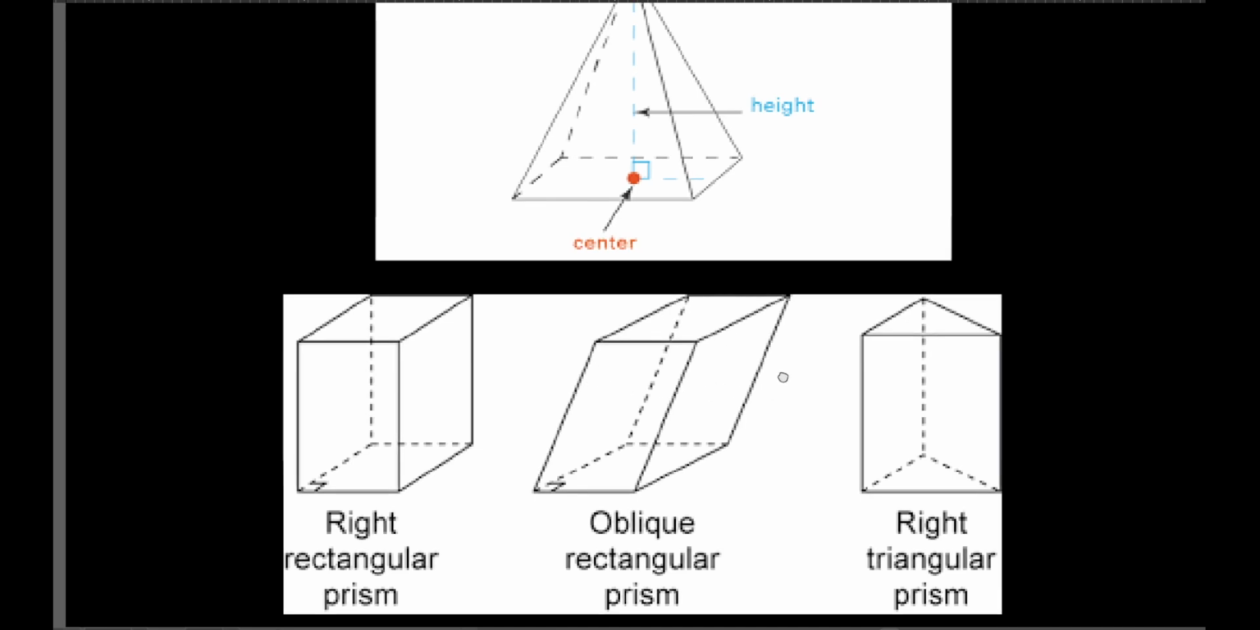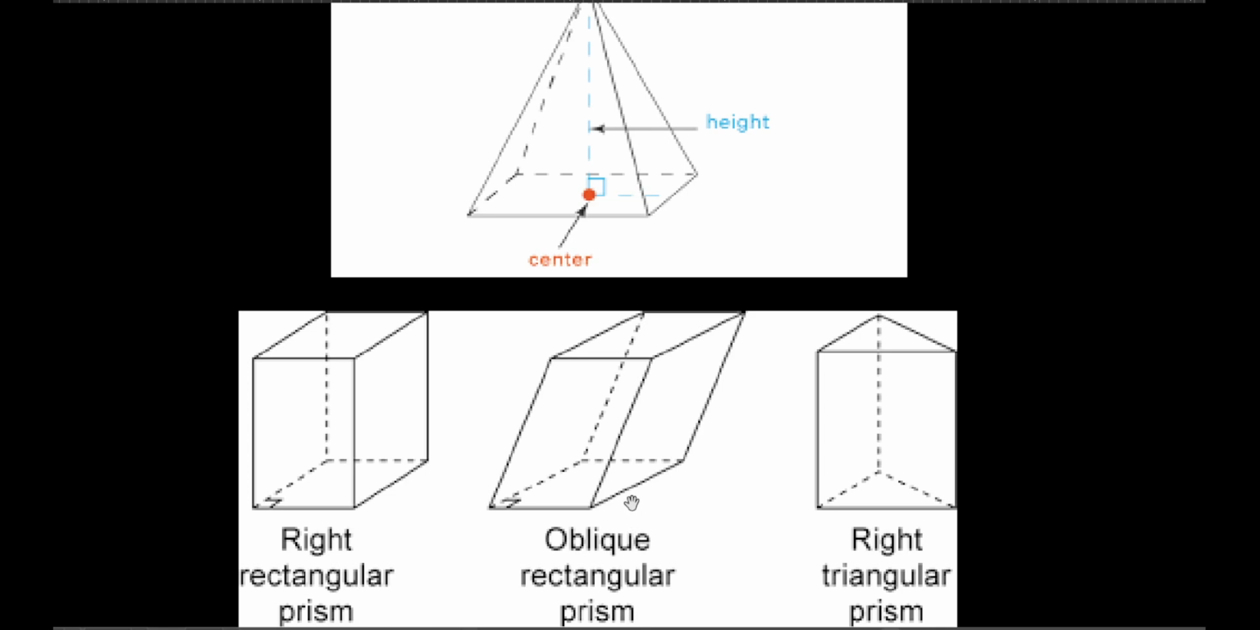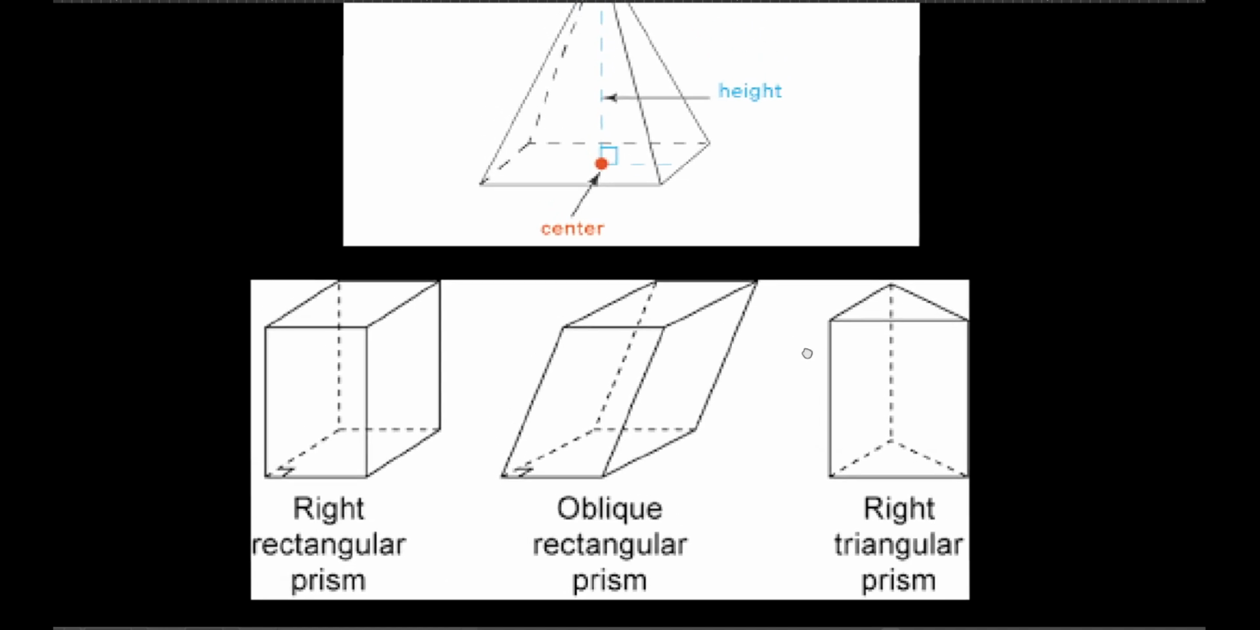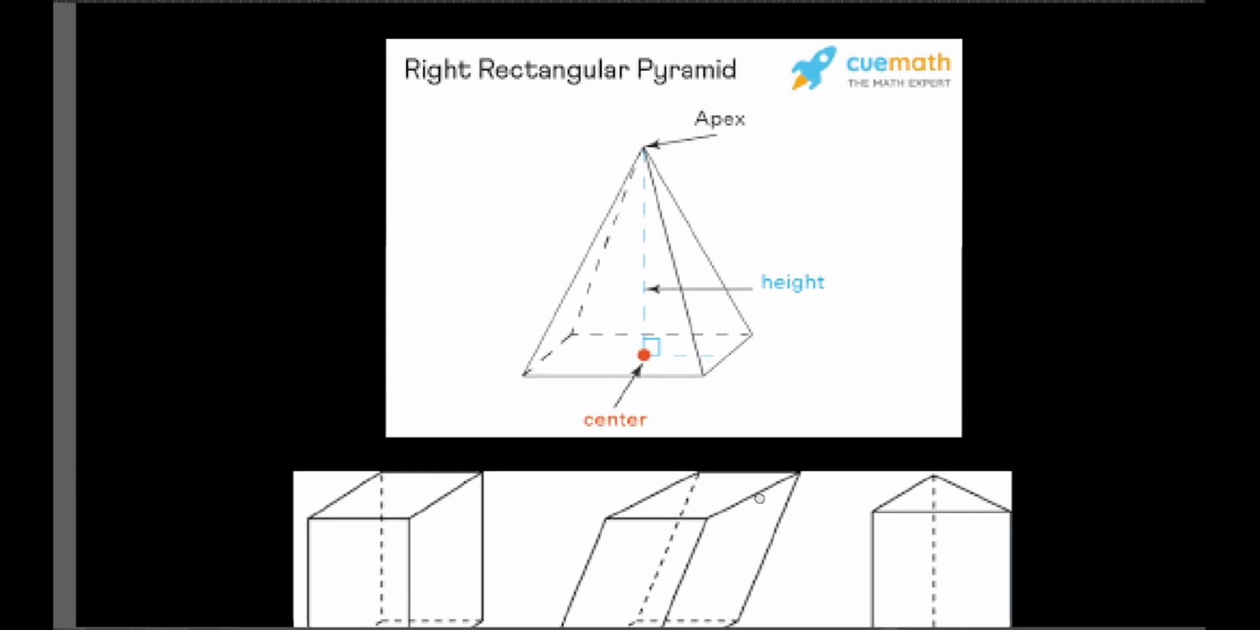You could have oblique. Remember what an oblique does? It just slants. Instead of going straight up at a 90-degree angle, these slant. And there you go. This is a rectangular prism. This is a triangular prism. What's the difference? That's it, you got it. One of the bases is a triangle and the other base is a rectangle. Good. Everybody with me? Do you see the difference between a prism and a pyramid?